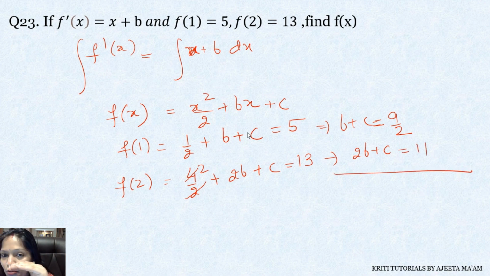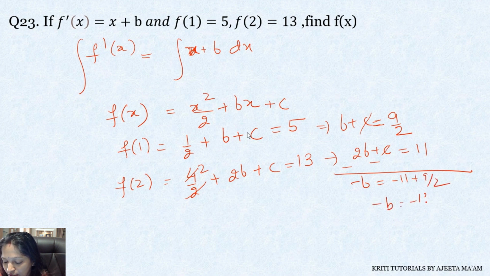These questions are important because they are application based, where you understand the concept of differentiation and integration very nicely, right? So now if you subtract the two, we get minus b, c cancels out, and here we get minus 11 plus 9 by 2. So minus b is minus 13 by 2, which becomes 13 by 2. So B is 13 by 2.